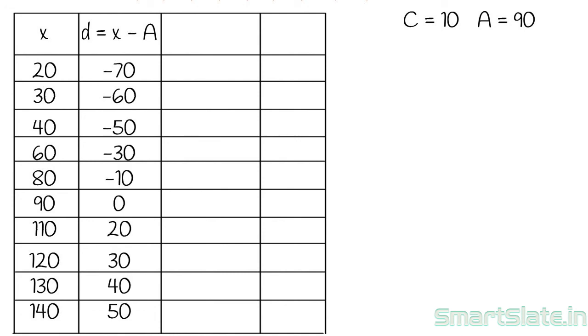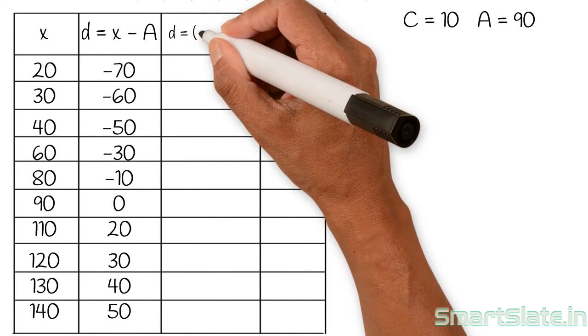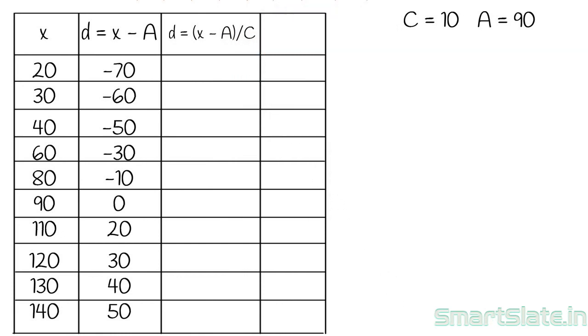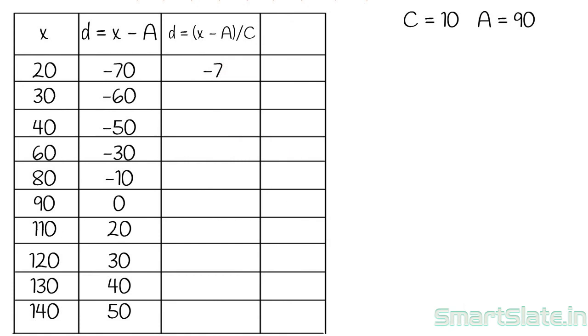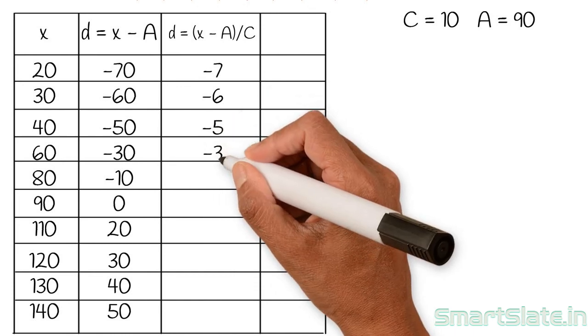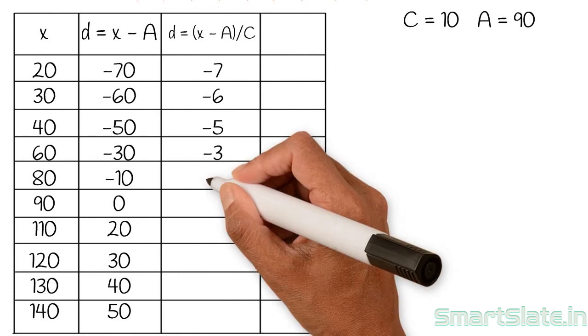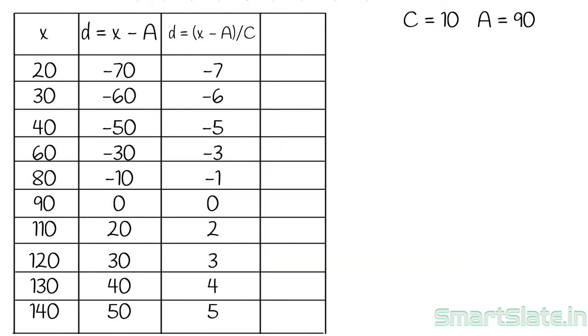Once we have calculated this, we should divide each of these by the common factor. Let's call this common factor C. So, the third column is (x minus a) by c. Minus 70 by 10 is minus 7. Minus 60 by 10 is minus 6. Minus 50 by 10 is minus 5. Minus 30 by 10 is minus 3. Minus 10 by 10 is minus 1. Like this, we divide all the deviations by common factor and list them in the third column.